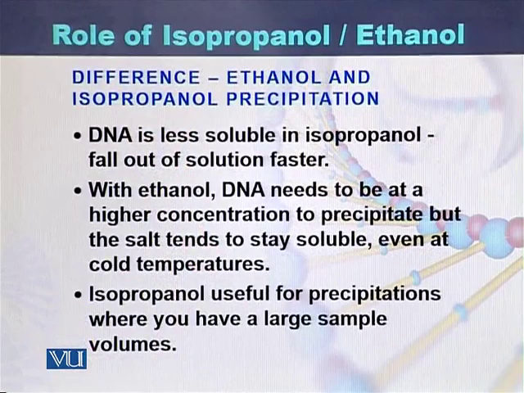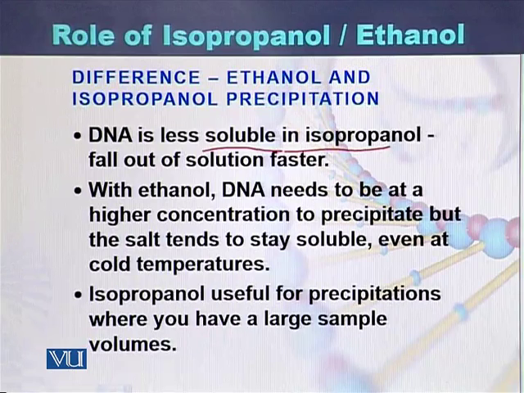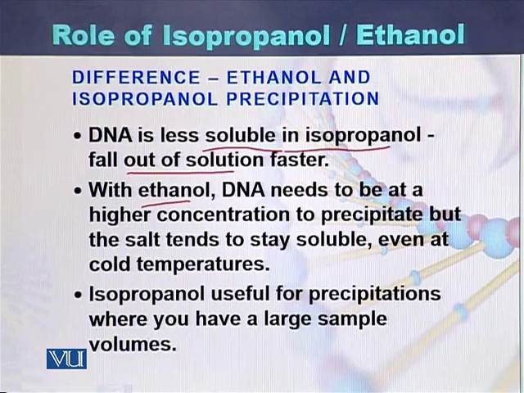Difference between ethanol and isopropanol precipitation. If we compare ethanol and isopropanol, DNA is less soluble in isopropanol, so DNA will easily be precipitated out of the solution if we use isopropanol. On the other hand, in case of ethanol, DNA needs to be at a higher concentration to precipitate, but the salt tends to stay soluble even at cold temperatures.